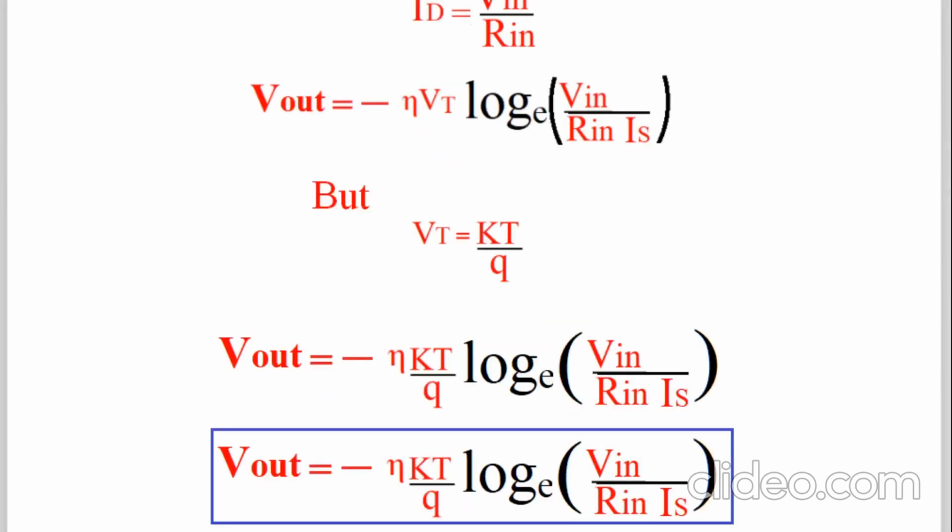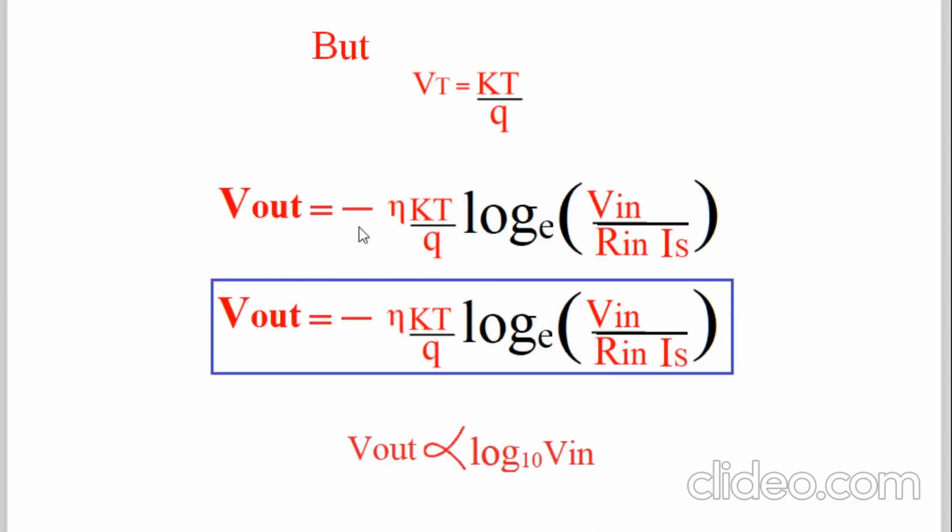Now in this equation you can substitute, or if you don't want to, no problem, eta into Vt. Vt is equal to KT upon Q. So in this way Vout is equal to minus eta KT upon Q log to the base e of Vin divided by Rin into Is. And this is our final equation. I have put it in the blue square bracket.